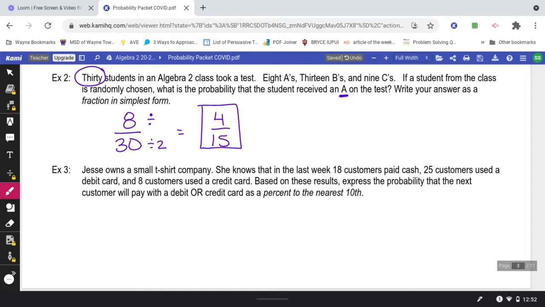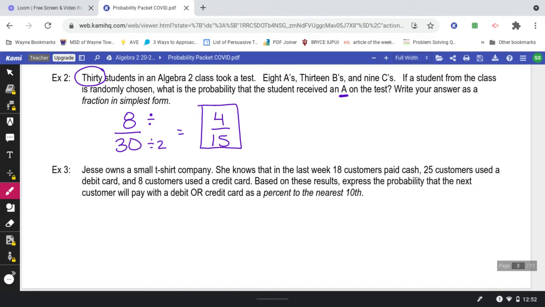All right, example number 3. Jessie owns a small t-shirt company. She knows that in the last week, 18 customers paid cash, 25 used a debit card, and 8 customers used a credit card. Based on these results, express the probability that the next customer will pay with a debit or a credit card as a percent to the nearest tenth.